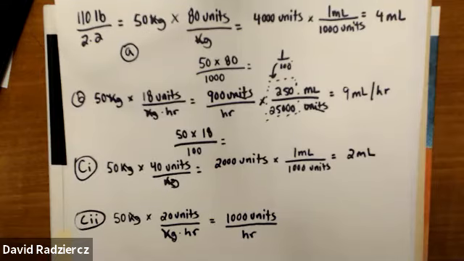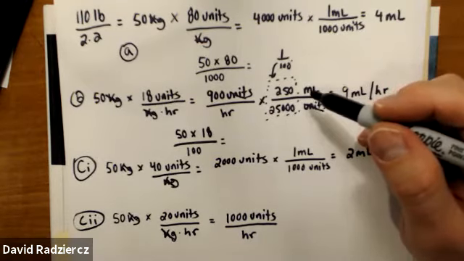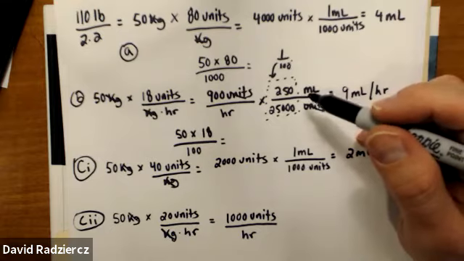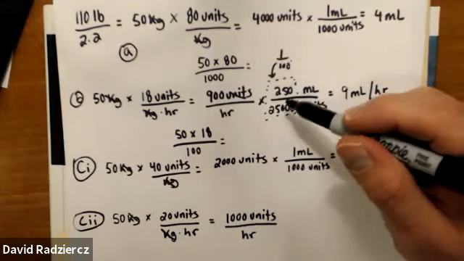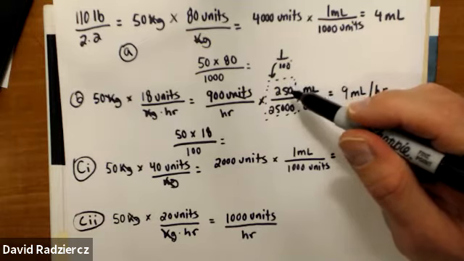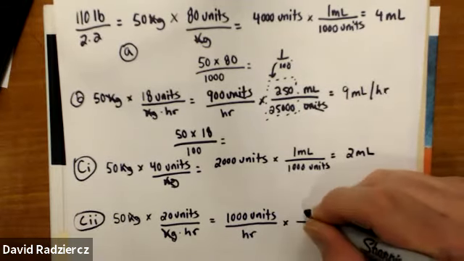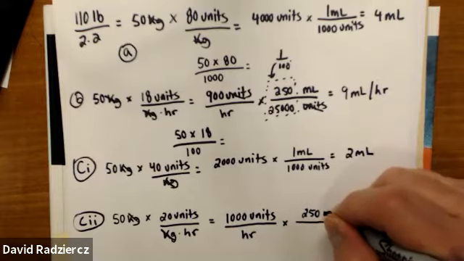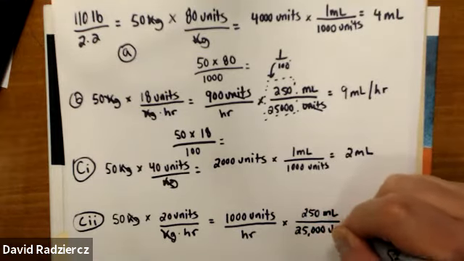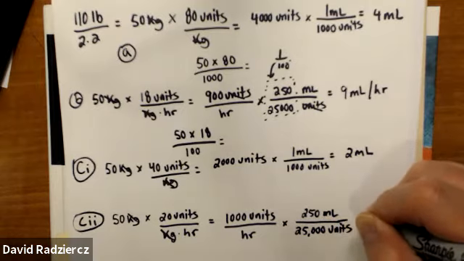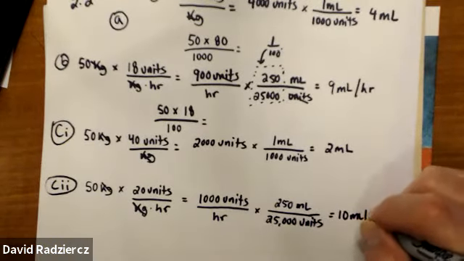Again, we don't want units per hour, we want milliliters per hour. So I'm going to use the same information I used from step 2 of the protocol, which is the IV bag that had the 25,000 units and the 250 milliliters of half normal saline. So I'm going to set that up exactly the same way. 250 ml, 25,000 units. And I'm going to get 10 milliliters per hour.